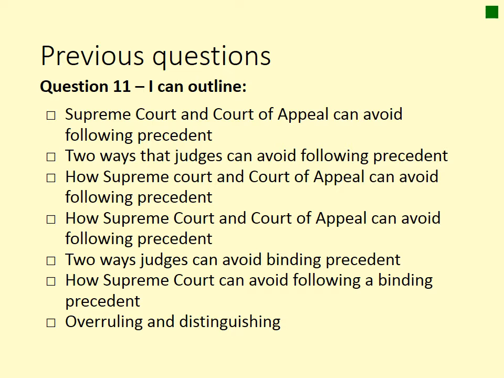So previous questions which have come up in the AQA law exam, it's always question number 11, and it's asking you things like, outline the Supreme Court and the Court of Appeal avoiding following precedent, or 2 ways that judges can avoid following in general. So you're always asked either specifically to do with particular courts, either the Supreme Court or the Court of Appeal, avoiding following precedent, or looking more generally. And we're going to look in a bit at how exactly you're going to attack those questions.